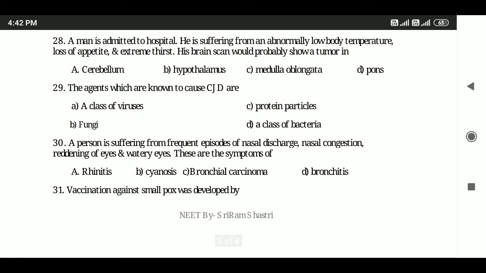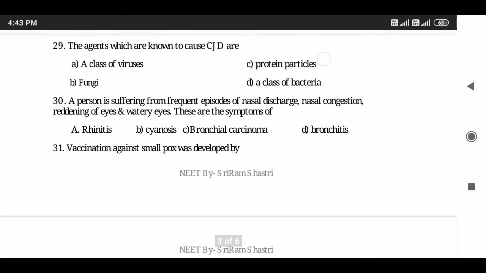So next question, the agents which are known to cause CJD, Creutzfeldt-Jakob disease. CJD stands for Creutzfeldt-Jakob disease. A similar disease is there in cow called mad cow disease. Is it caused by a class of virus, protein particles, fungi, a class of bacteria? So we all know that CJD is caused by a prion. Prion is an infectious protein particle. So it is C. C is the right answer for this.